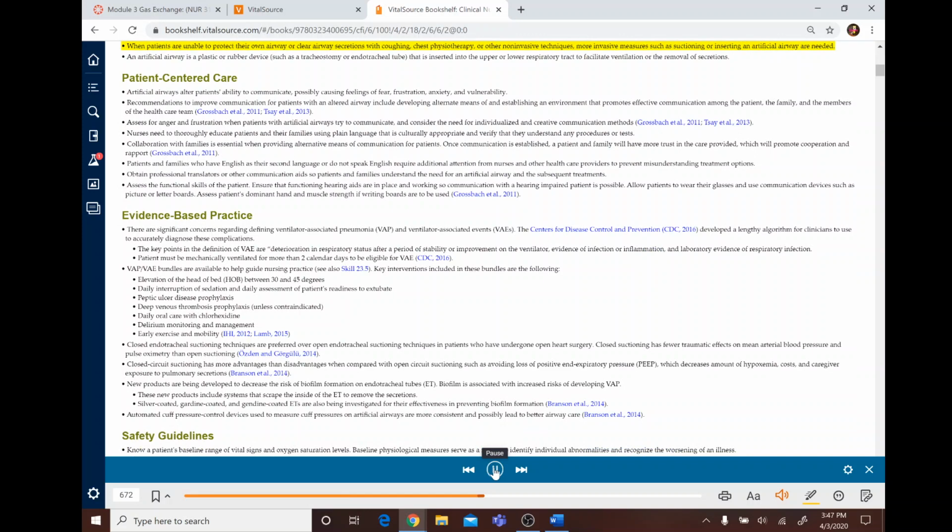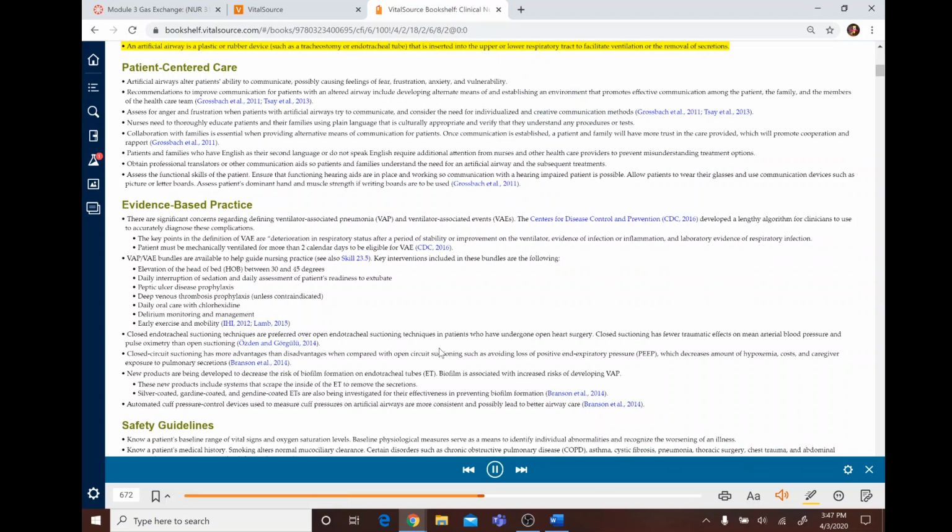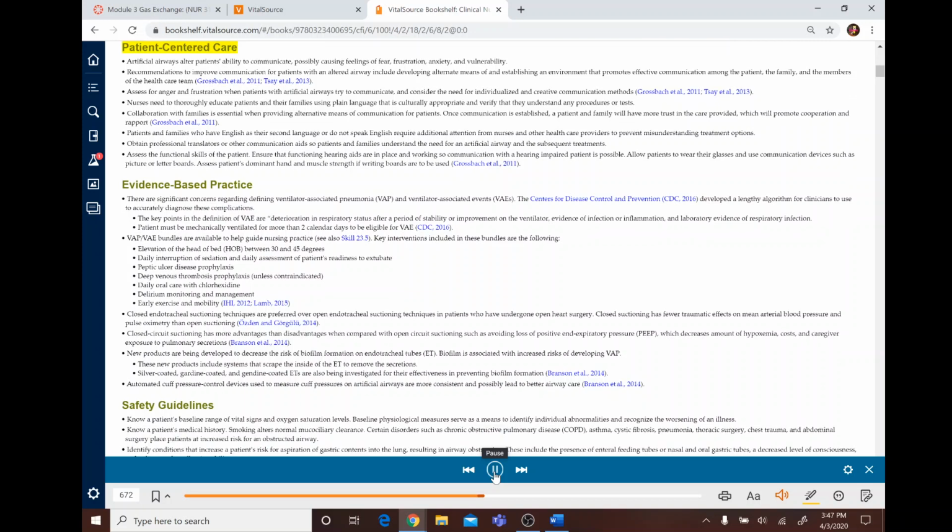When patients are unable to protect their own airway or clear airway secretions with coughing, chest physiotherapy, or other non-invasive techniques, more invasive measures such as suctioning or inserting an artificial airway are needed. An artificial airway is a plastic or rubber device, such as a tracheostomy or endotracheal tube, that is inserted into the upper or lower respiratory tract to facilitate ventilation or the removal of secretions.